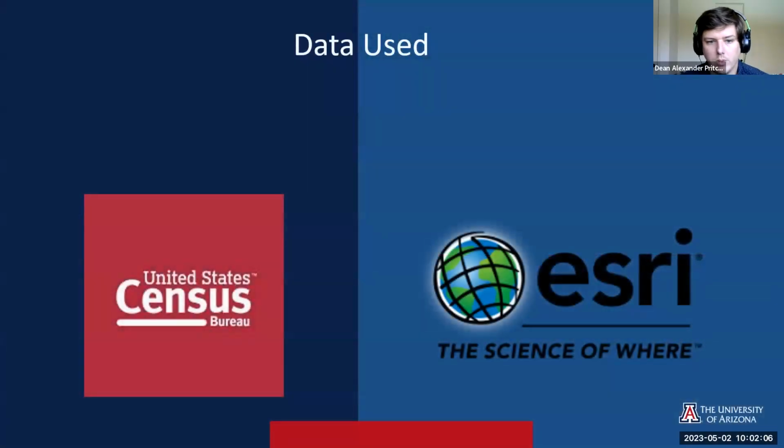For my data, I used the census data from the United States Census Bureau. I used the ones for Maricopa County at the census tract level, and then broke it down into the city of Phoenix using the clip tool. The attributes I used were age and sex, race, Hispanic and Latino origins, and income, and used Esri for the city of Phoenix boundaries and the tools that are used to create all the maps.